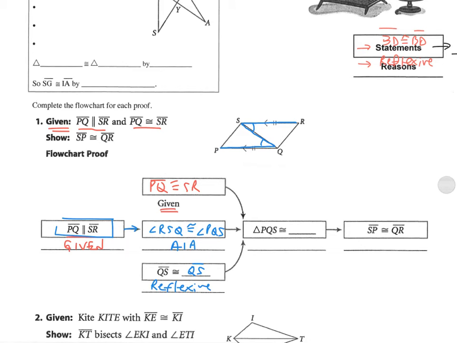And now that I have 3 congruent statements, 1, 2, 3, I can mark that in my picture. Notice that I've got my given, I've got my angles, and then I've got my reflexive property telling me that triangle PQS is congruent to triangle RSQ, and I see that it is because of SAS. Alright, so now I'm going to look at what I'm trying to prove. I'm trying to prove that SP over here is congruent to QR.